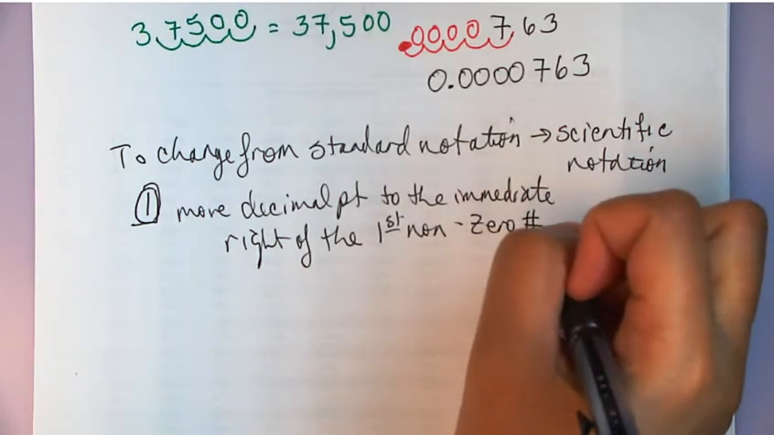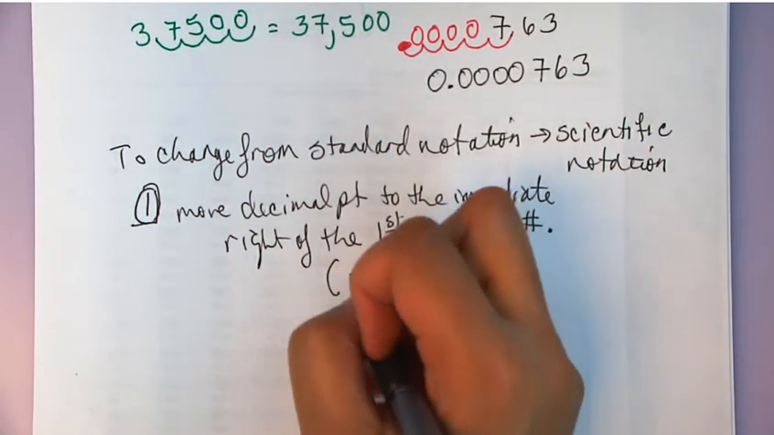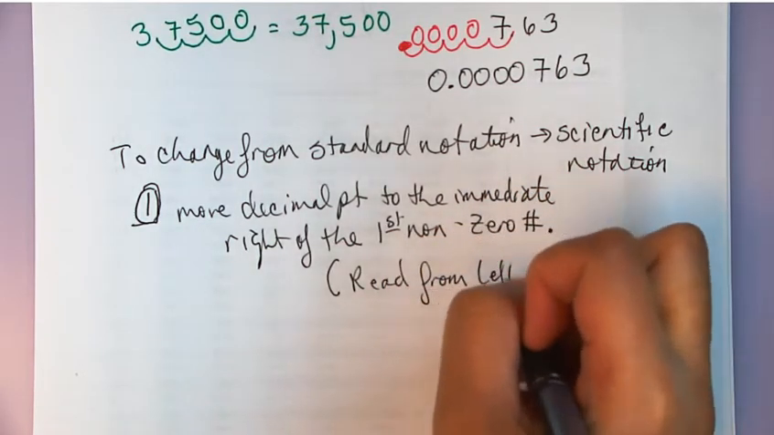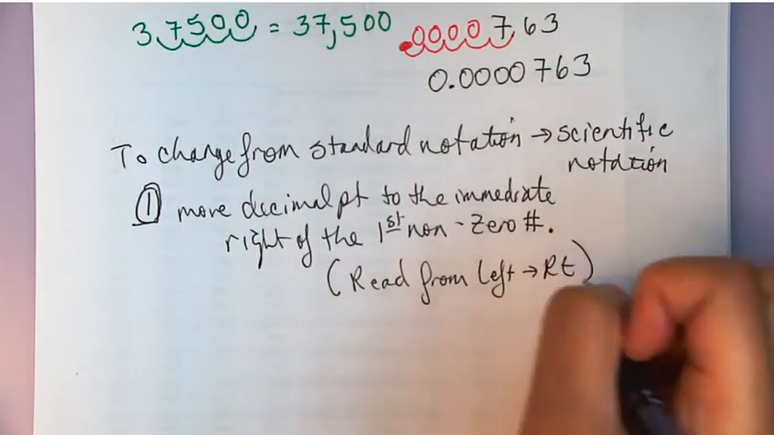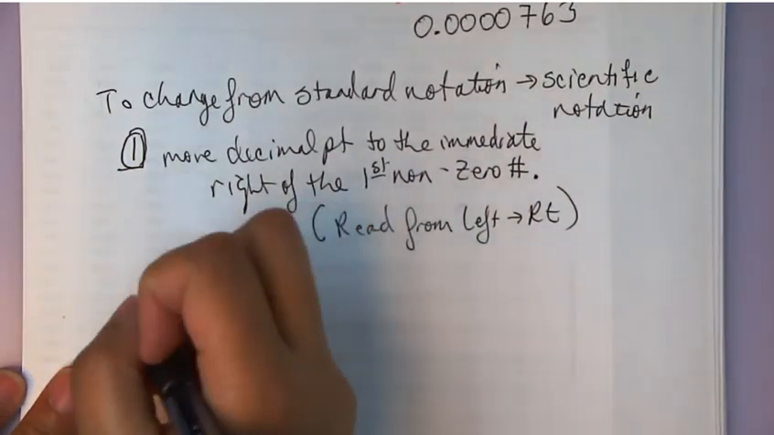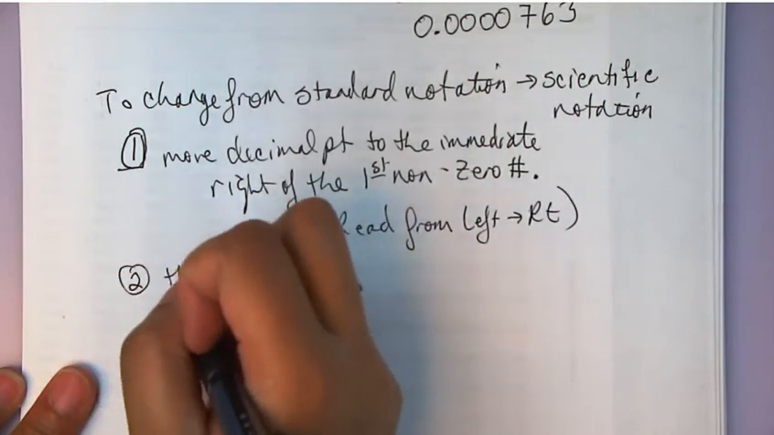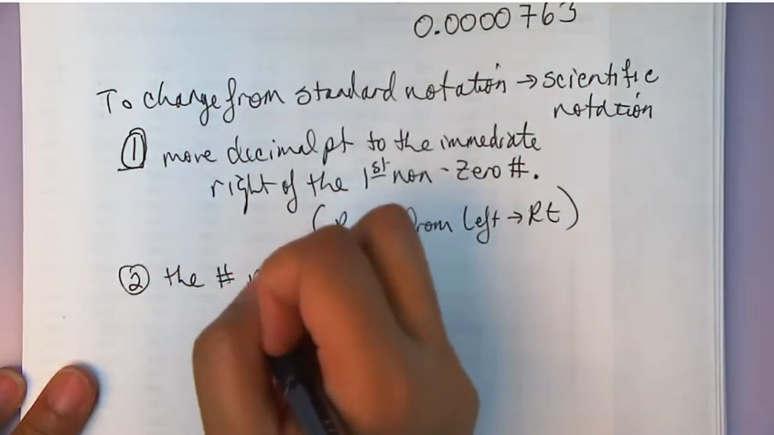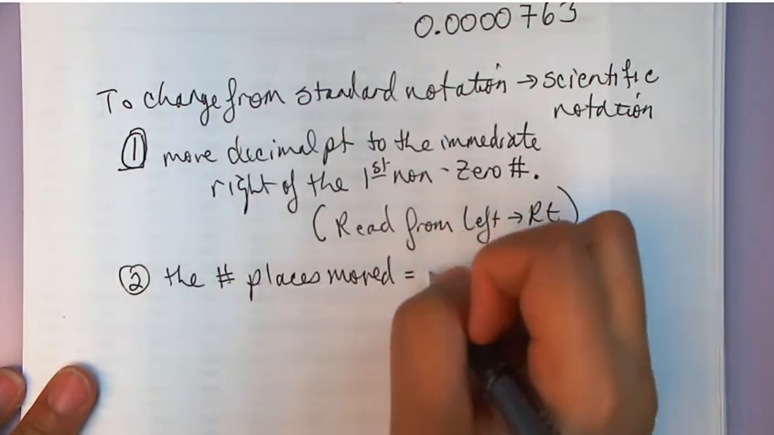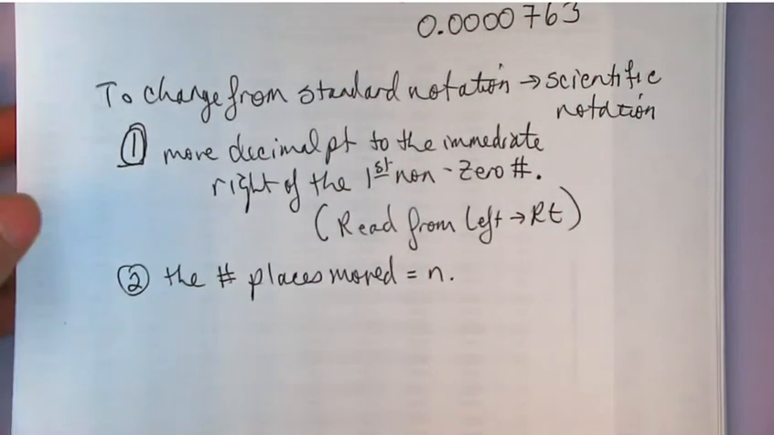And put in parentheses, you read from left to right. Just put that in parentheses. I'll tell you why in a minute. Now we move on to step 2. The number of places moved equals n. So however many places you moved equals n.